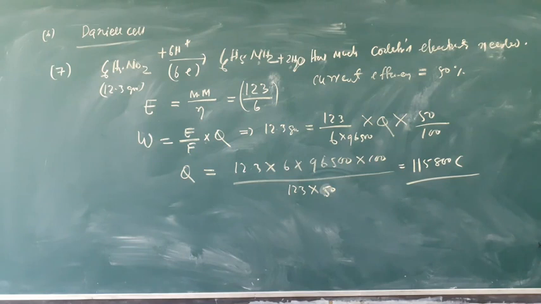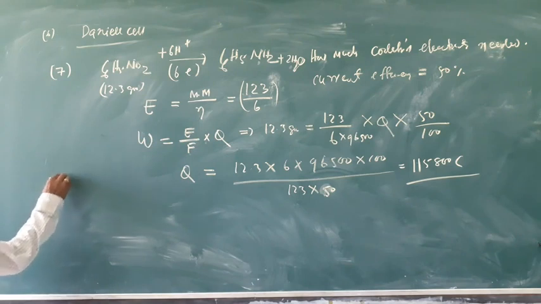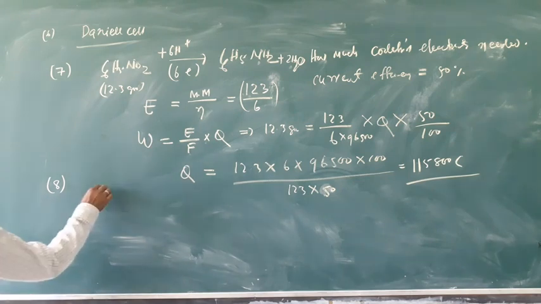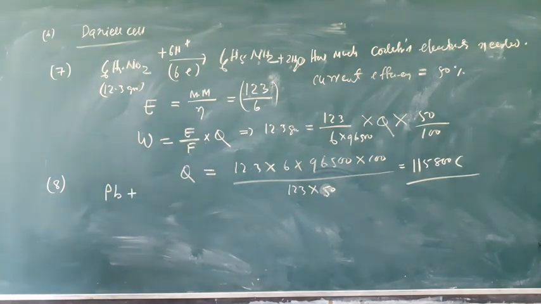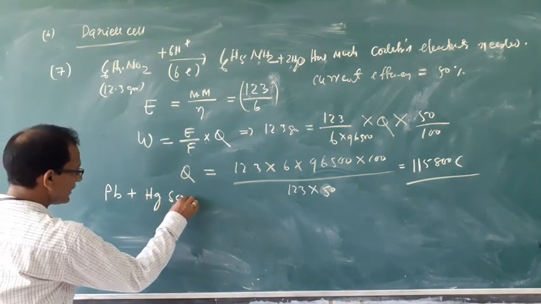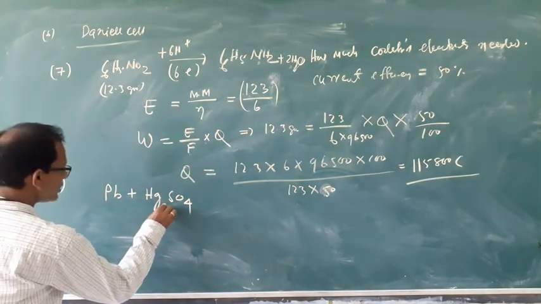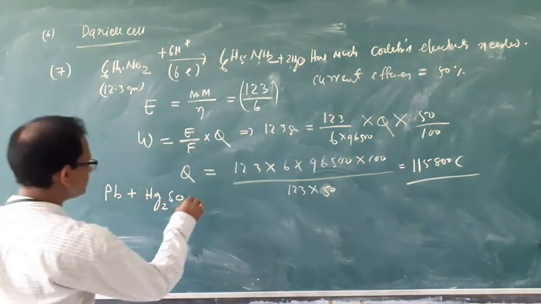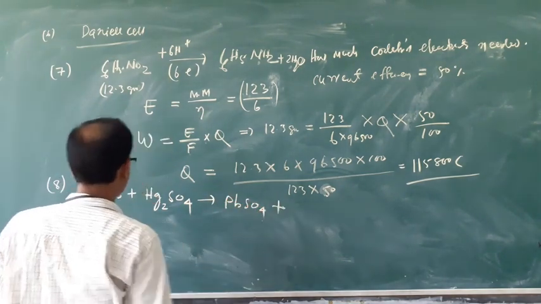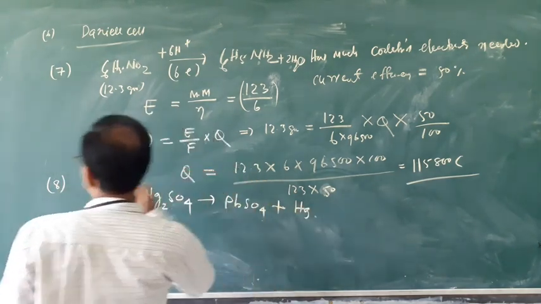Then question number 8. Question number 8 is like this. Pb and mercurous sulfate, forming lead sulfate and mercury. So this is the reaction.